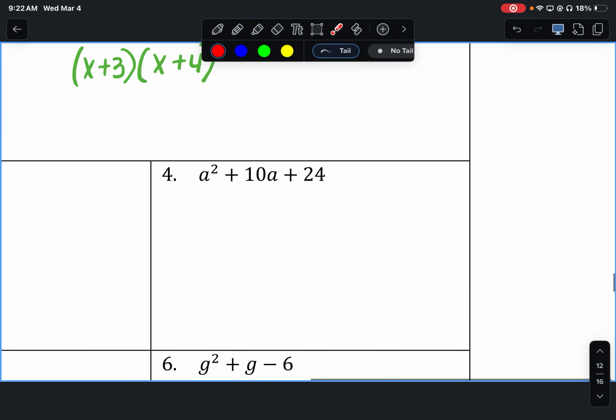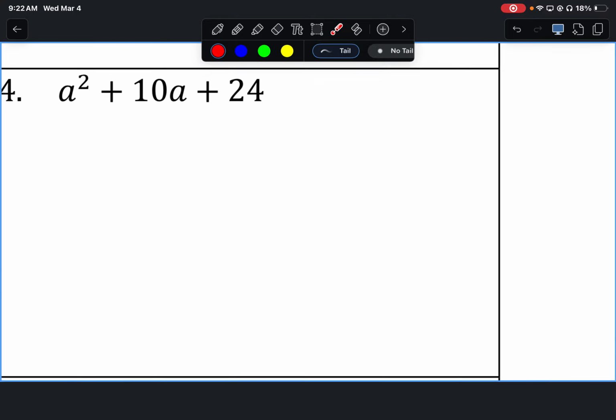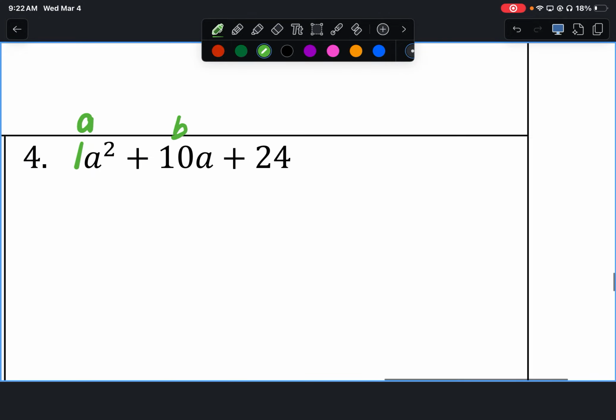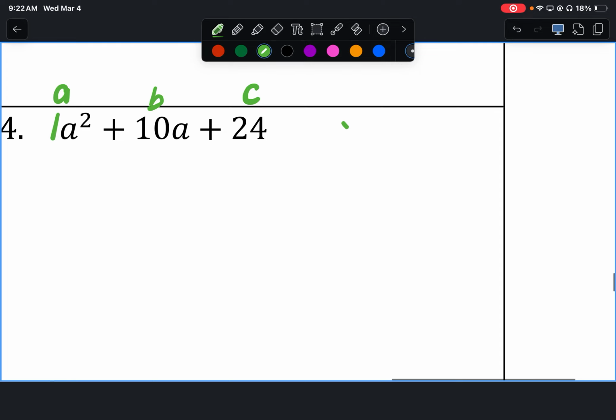And we're going to go through the evens together. Okay, for number 4, what is our A value? 1. So that is our A. What is our B? What is our C? So we have to figure out what multiplies to give us A times C. What is A times C? And what adds to give us our B? What is our B?